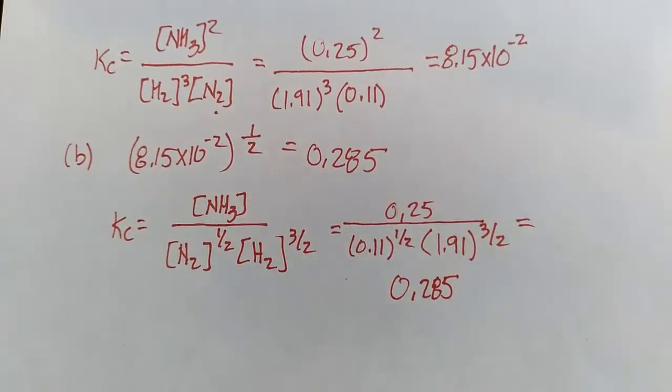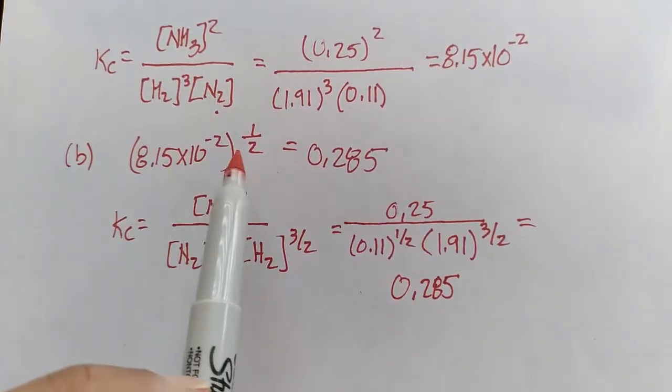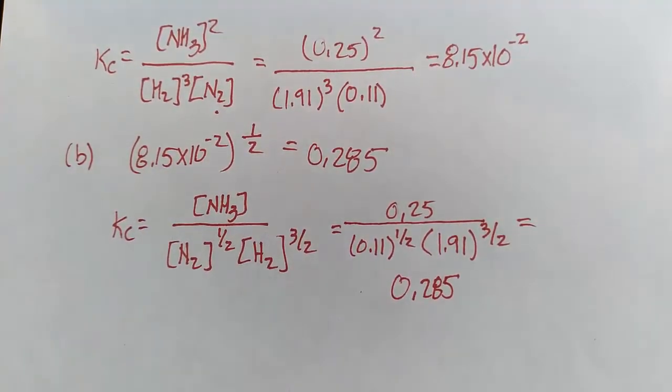So the easiest way is realizing, again, as a review, we multiplied the whole reaction by 1/2. So we take that Kc and raise it to the 1/2, which in other words is square rooting it.